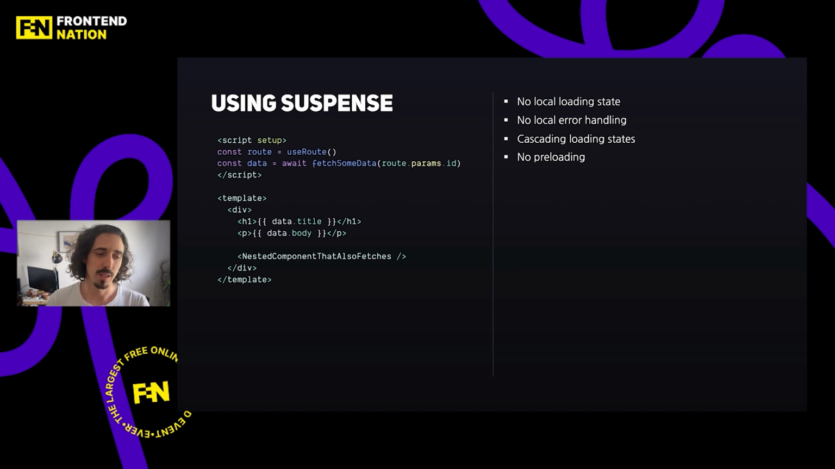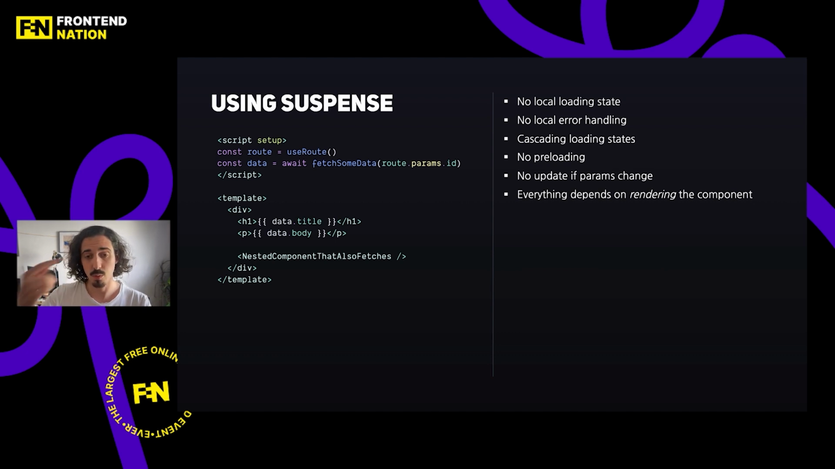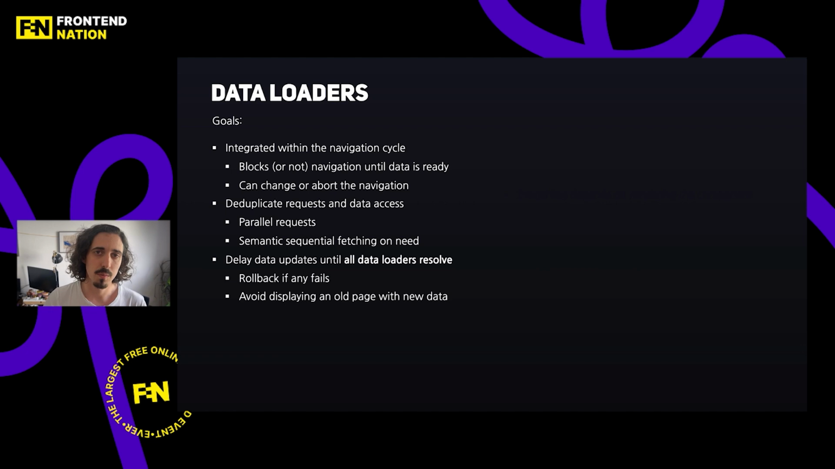Then we have no preloading, and so we cannot preload these fetches unless we do some build step pre-optimization. We don't have updates if a parameter changes, unless we use a key on the router view and trigger a full remount of the component, but that's a bit wasteful on many occasions. And the main problem behind these two problems is that everything depends on rendering the component, because the fetching is inside the script setup. We need to mount the component in order to fetch, and this can be very wasteful.